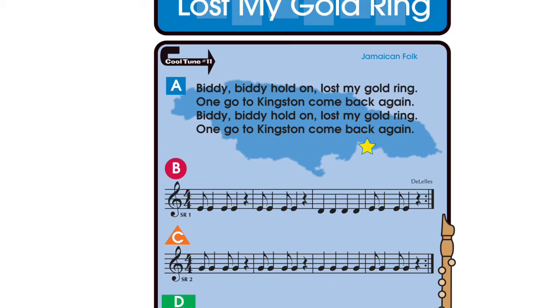And then you see the repeat sign at the end. Yeah, we got to go back and do it again. Here we go.